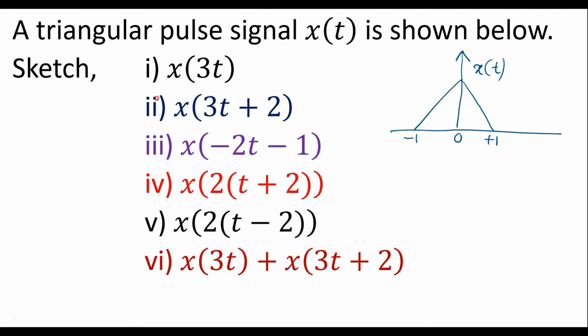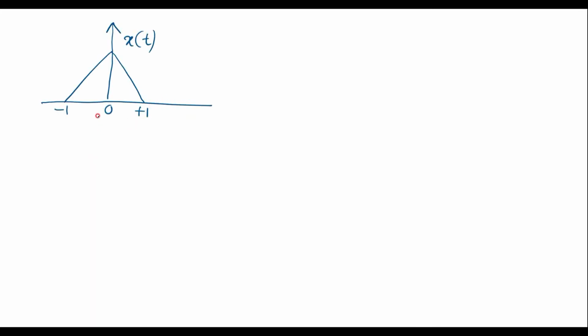Consider one example on operation on signals. A triangular pulse signal x of t is shown below. Sketch x of 3t, x of 3t plus 2, x of minus 2t minus 1, x of 2t plus 2, x of 2t minus 2, x of 3t plus x of 3t plus 2. So this is given x of t.